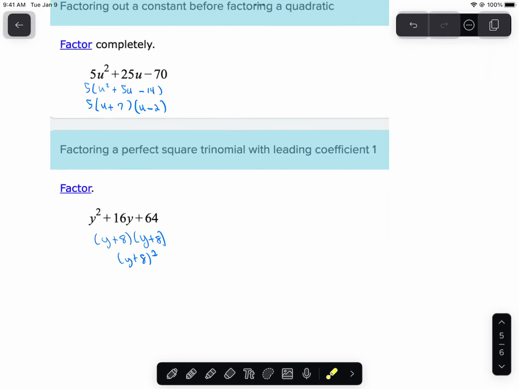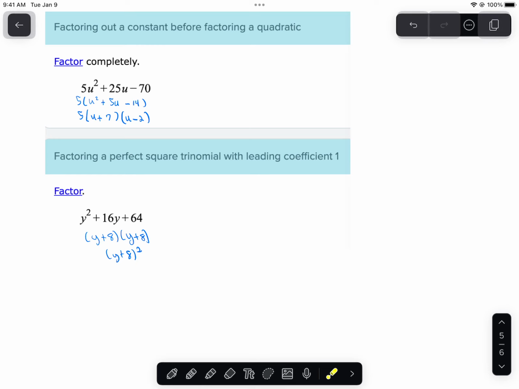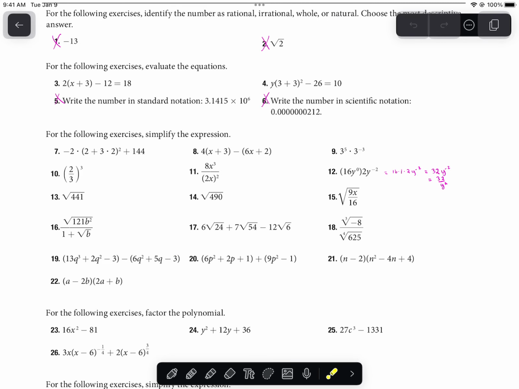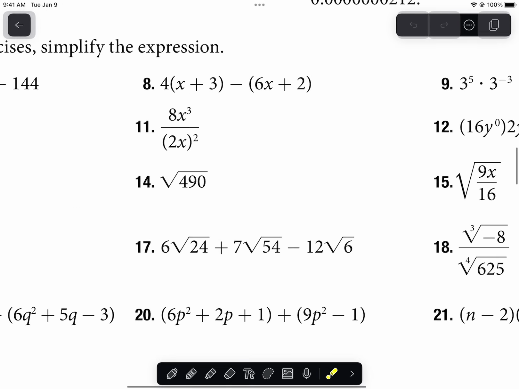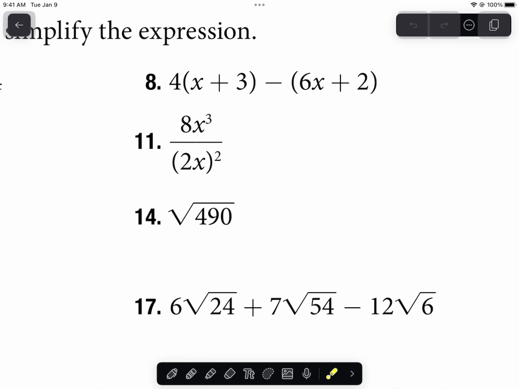Okay? So now you should have finished these notes. So at this time, could you please upload this into Google Classroom? Okay, so let's do number 11 together. My suggestion for number 11 is you're going to want to do that square on the bottom first. Everything in the parentheses gets squared. So that's going to be 8x cubed over 4x squared.